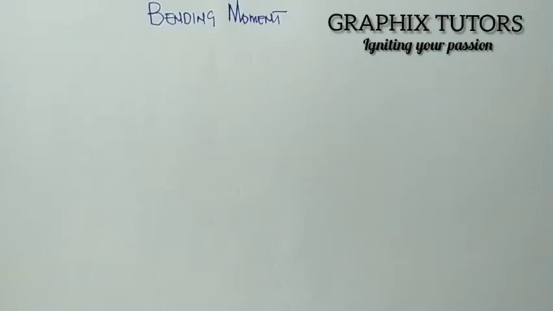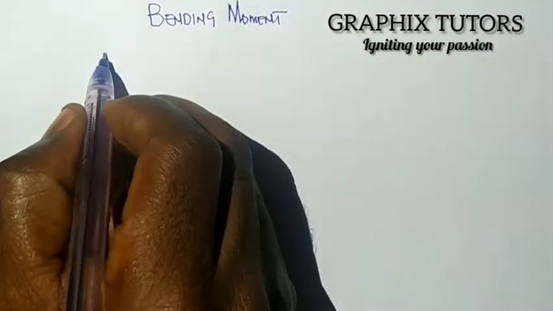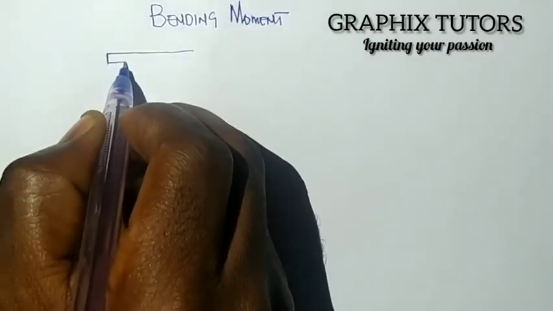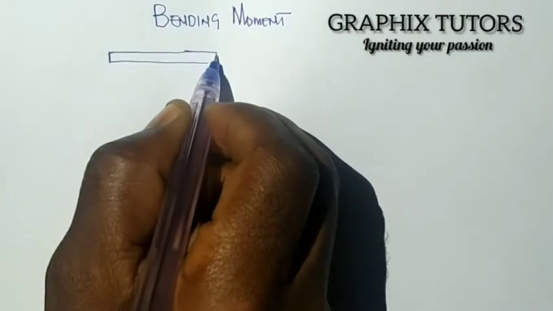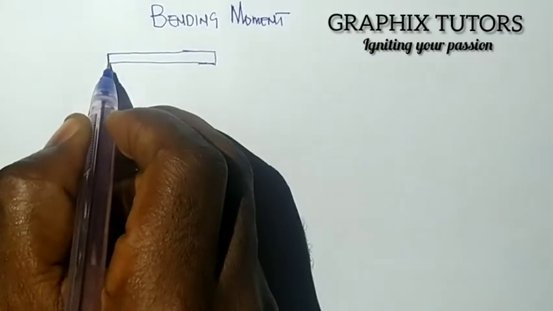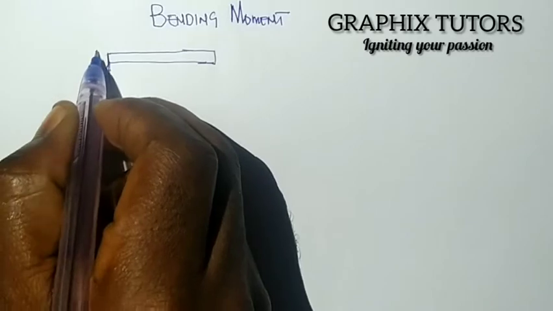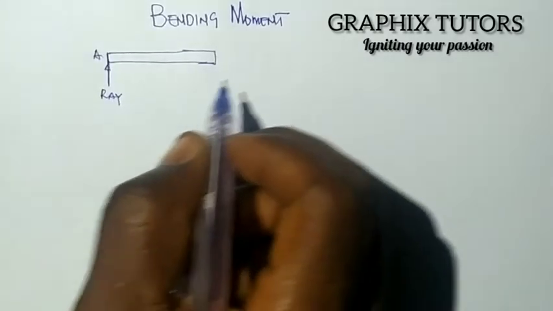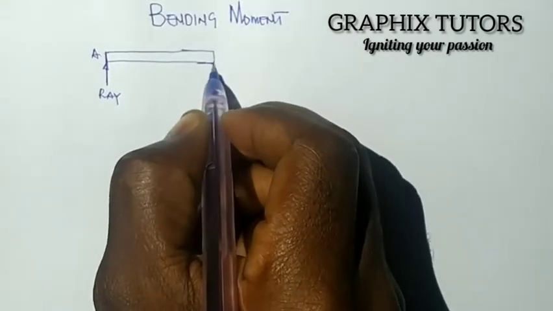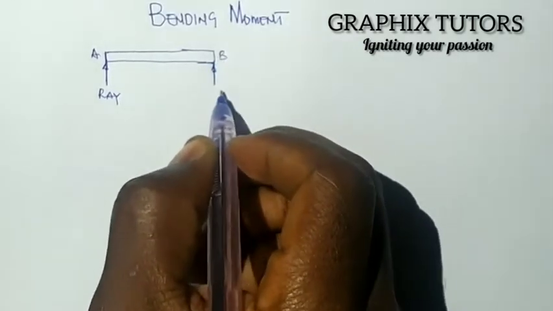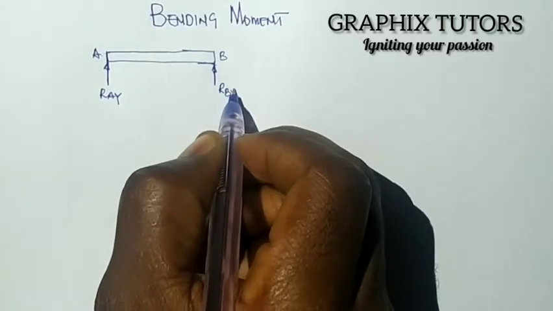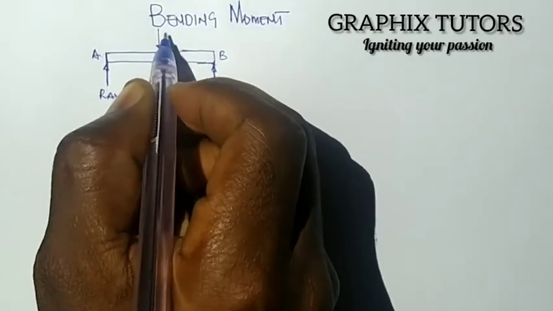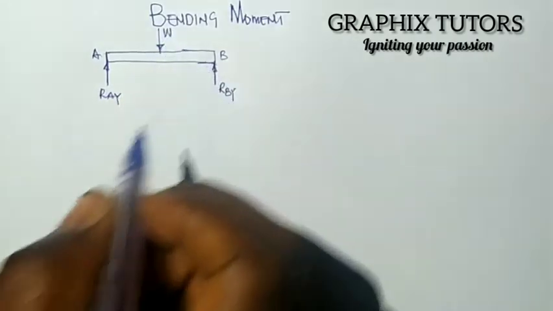Now, let's assume we have a beam having a reaction at point A called RAY and a reaction at point B which is RBY. Now let's assume there's a weight on it, a load which is called the weight.